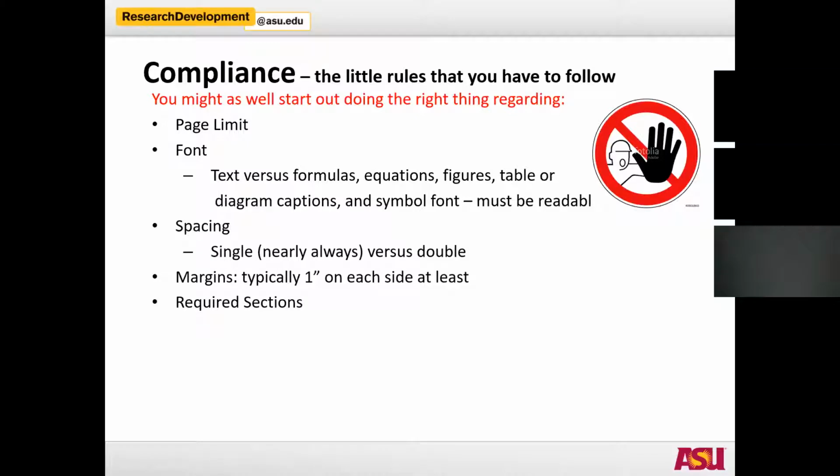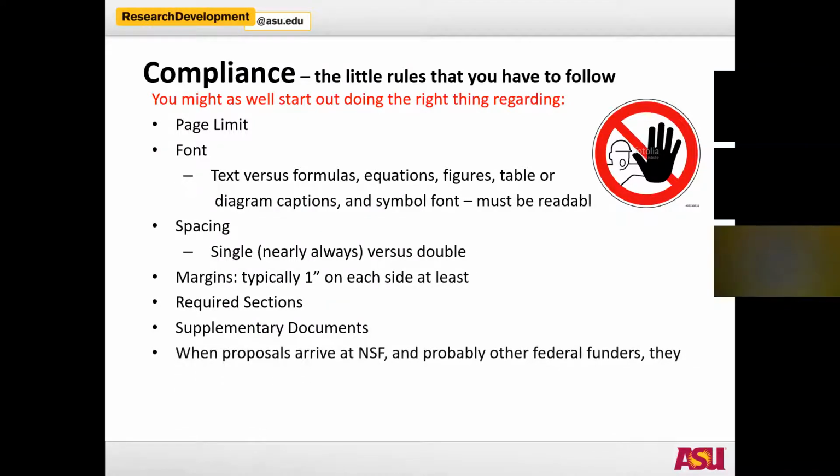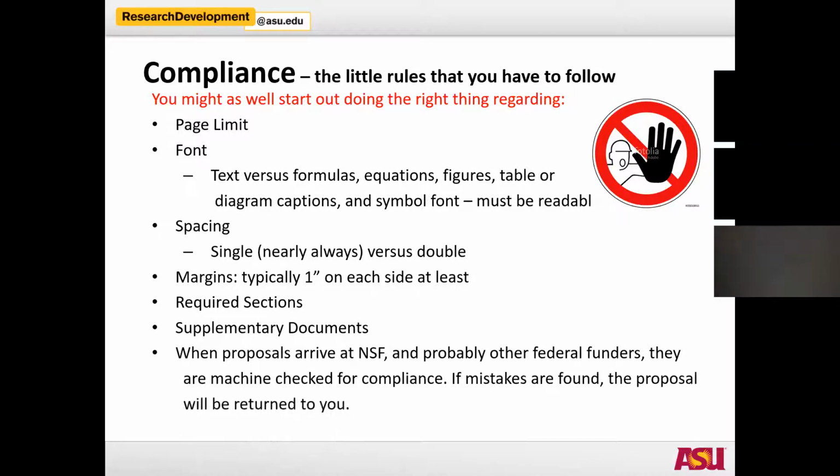So it just depends. And there will be required sections with NSF. You need to have an intellectual merit section and a broader impact section in your narrative. You also need results from prior NSF support. So if you've had a prior NSF grant, that needs to go in there. So there's all these rules that are going to be in the PAPG or the RFP. And you also need supplementary documents. That would include bio sketches, data management plans, all kinds of different things. So like I said, they're checked for compliance. If the mistakes are found, it just comes back to you and it says not compliant.